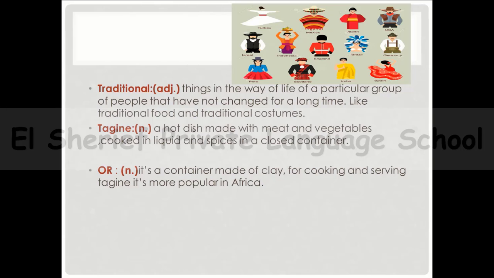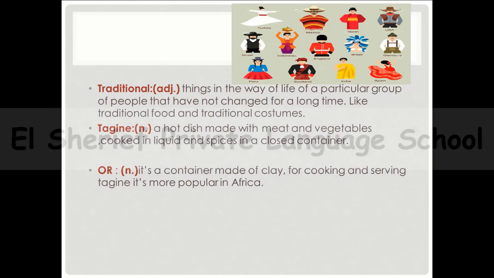So what do I mean by traditional, guys? Traditional is an adjective that means things in the way of life or of a particular group of people that have not changed for a long time, like traditional food and traditional costumes. So they are traditional costumes here. And the specific food we made for a specific country, like koshari in Egypt, for example, it's traditional food. Okay, so this is traditional.